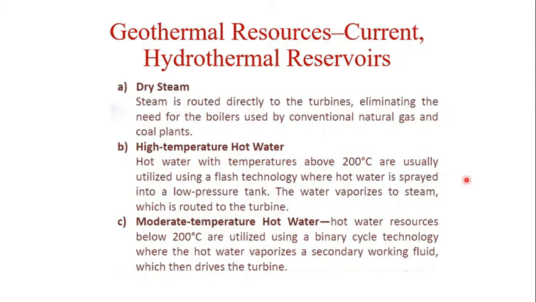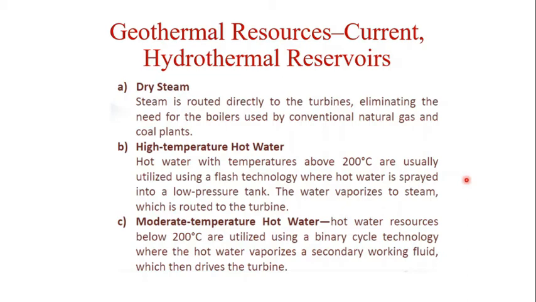Let's see geothermal resources, namely hydrothermal reservoirs. A. Dry steam system. Steam is routed directly to the turbines, eliminating the need for the boilers used by conventional natural gas and coal plants. B. High temperature hot water. Hot water with temperatures above 200 degrees Celsius is usually utilized using a flash technology, where hot water is sprayed into a low pressure tank. The water vaporizes to steam, which is routed to the turbine.